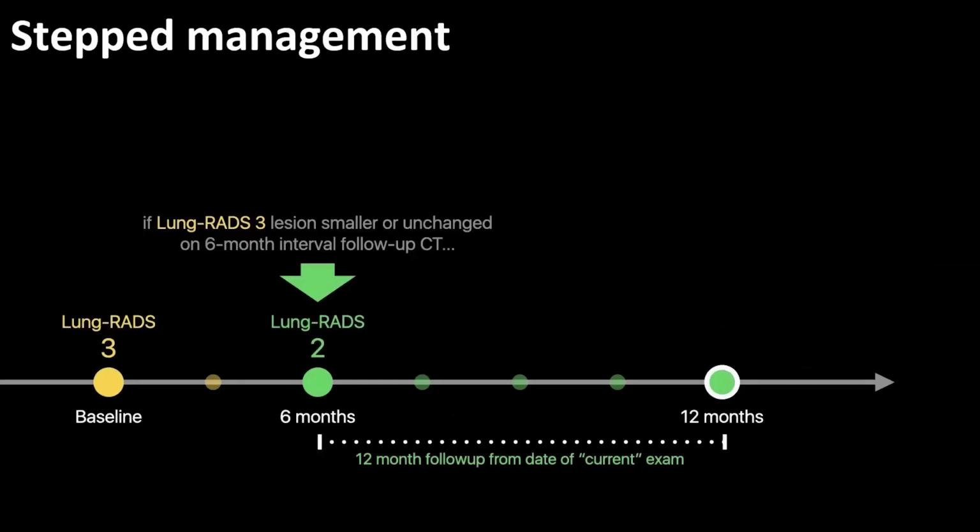The last thing is the step management. Say a patient undergoes a lung cancer screening CT, and you deem that the patient is a Lung-RADS 3 at baseline. So the patient comes back in for a 6-month follow-up scan. At 6 months they come back and you see that the lung nodule is unchanged or smaller than before. When do you follow this up? Because now this becomes a Lung-RADS 2, right? A Lung-RADS 2 means the 12-month follow-up is 12 months from the time of the most current exam and not from the time of their initial CT.